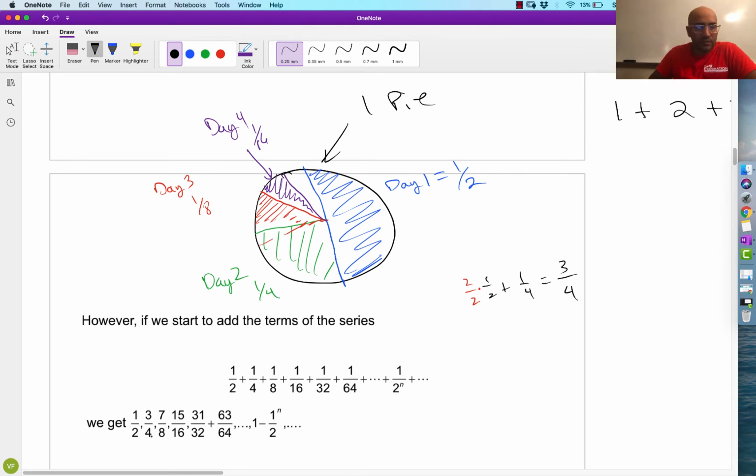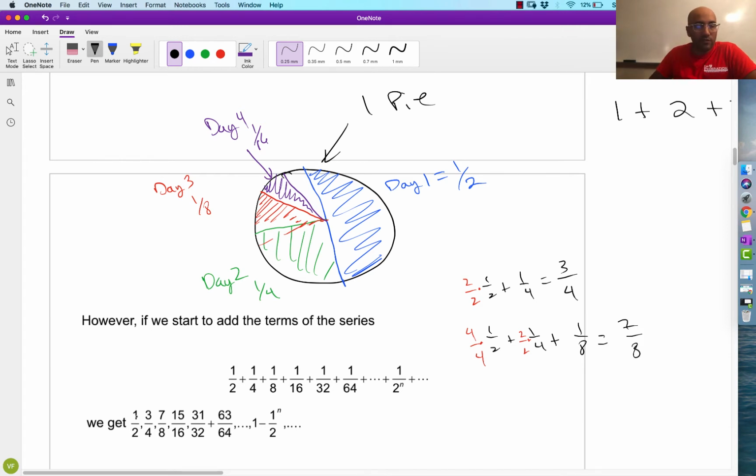3/4. That's what this is, 3/4. Okay, and then what about after the third day? If we add up the first 3 of them, that's going to be equal to 1/2 plus 1/4 plus 1/8. Common denominator is going to be equal to 2 over 2 and 4 over 4. So that'll be 4 and 2 makes it 6, 7 over 8. 7 over 8. And that's what this is, 7 over 8.